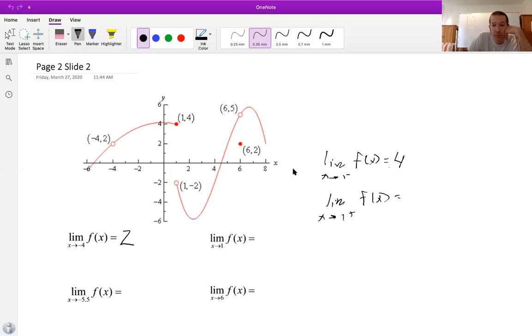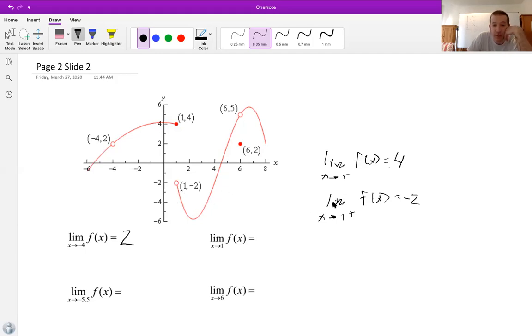Now I'm going to come from the right, and maybe you have already guessed, spoiler alert, what's going to happen. As I approach 1 from the right, the y value approaches -2. Unlike the other side, the y value at 1 is not equal to -2. We actually said just a second ago the y value at 1 is equal to 4. There's a hole there at 1 when I come from the right, but that doesn't matter.